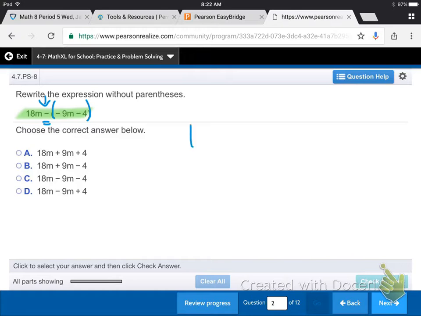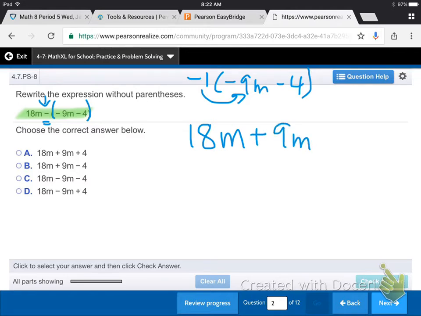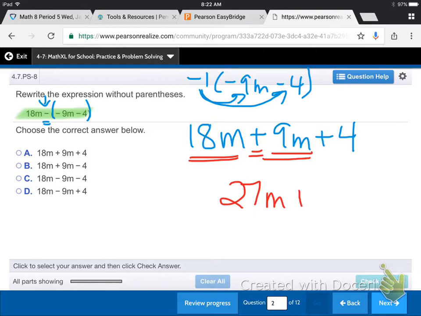We're going to start with 18m. Then we're going to multiply that -1, remember, we talked about that, times -9m, that's the first step, which is positive 9m. Then we're going to multiply the -1 times -4. Negative times negative is positive. That's plus 4. Now, let's identify the like terms. 18m and 9m, we're adding. So 18 plus 9 is 27m, and the 4 does not have a like term. So there you go. Boom, just like that.